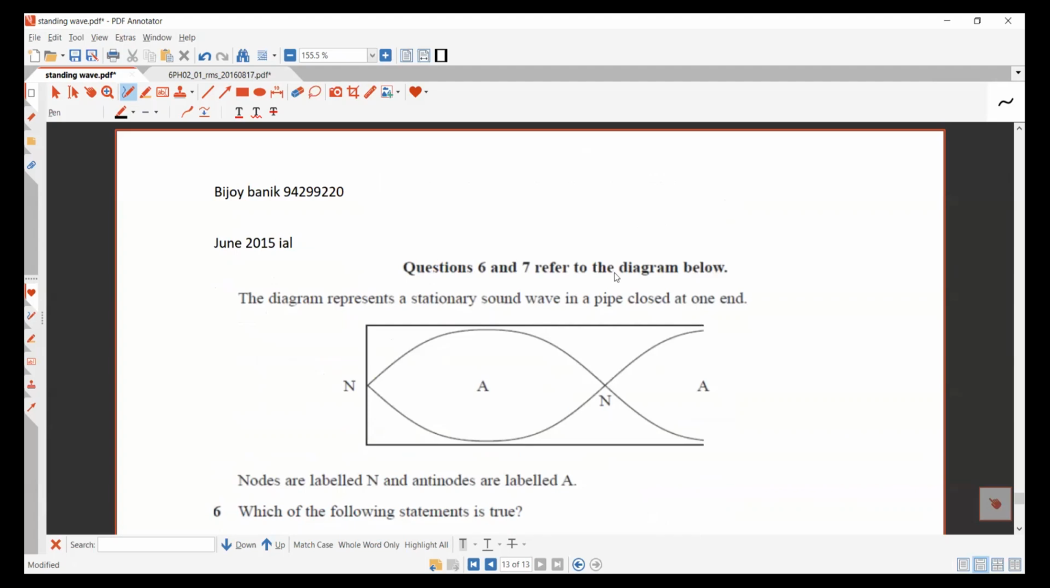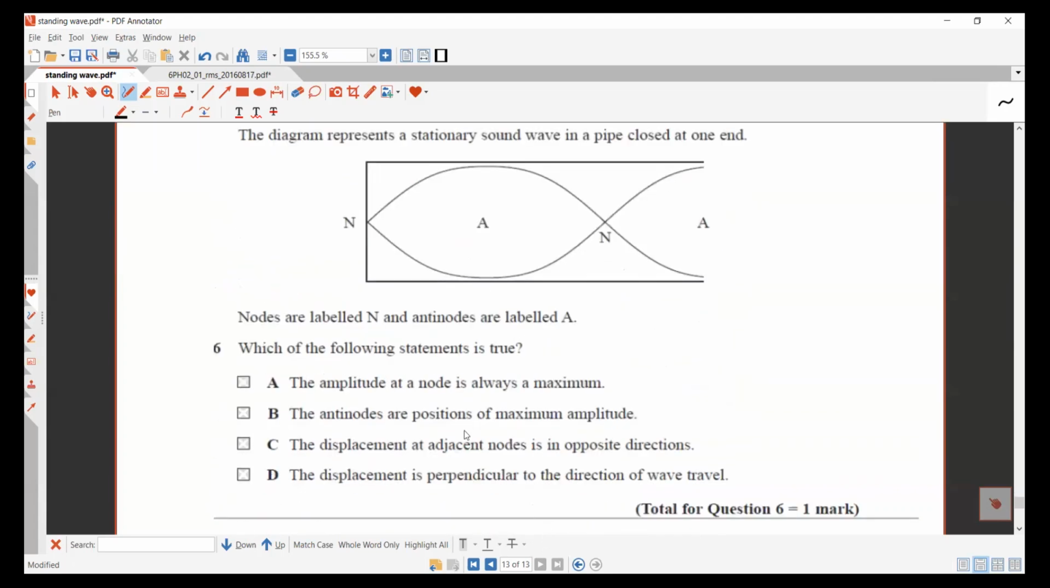Now these are the last two questions that are left. They gave us a diagram of an open and closed tube, and in question number 6 they asked which one is true. So this is wrong, this is correct most probably. The antinodes are the positions of maximum amplitude, and that is true. So B is your answer.